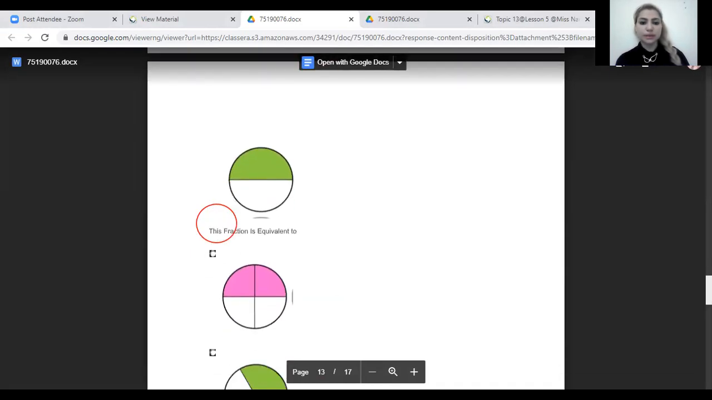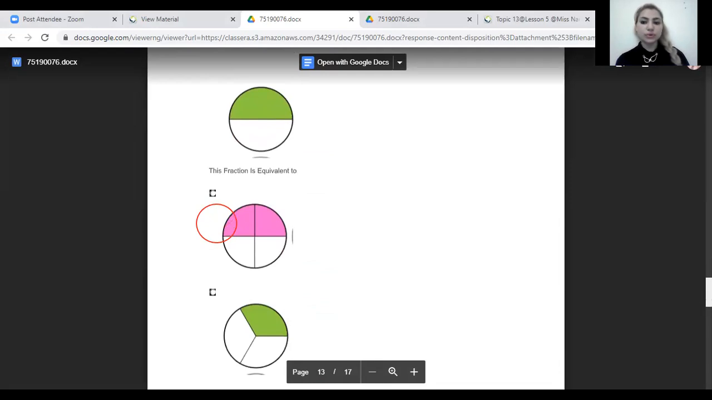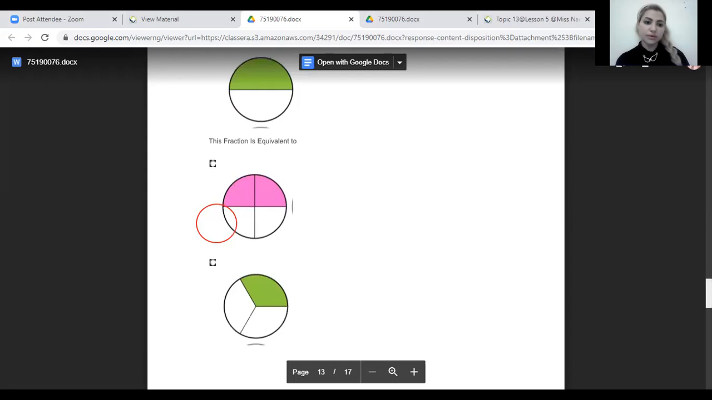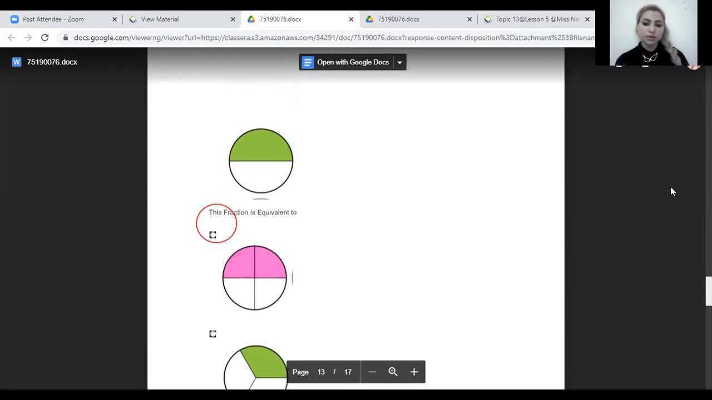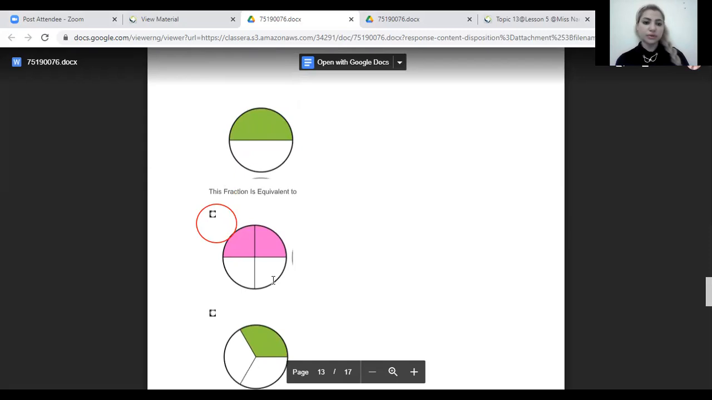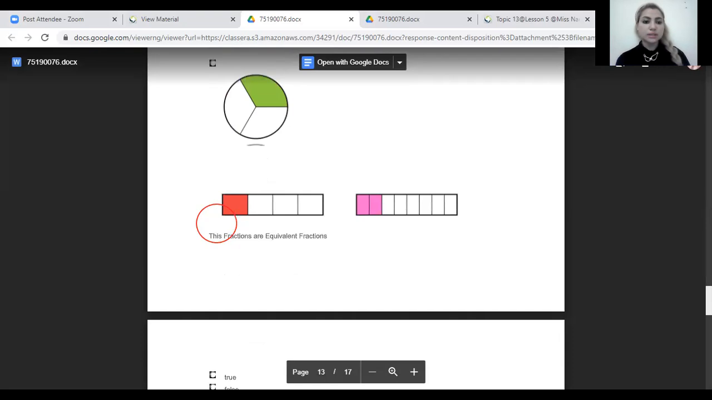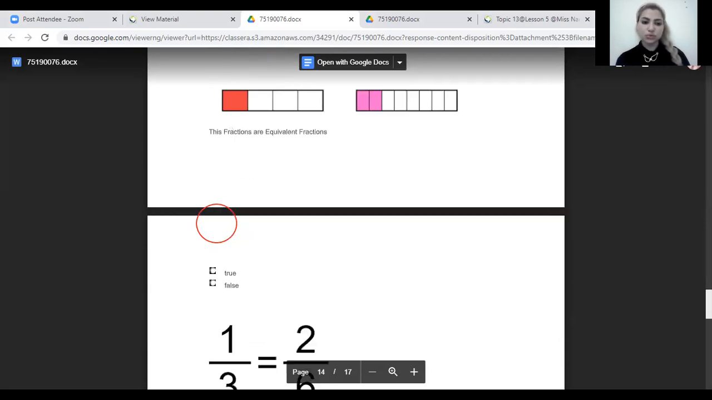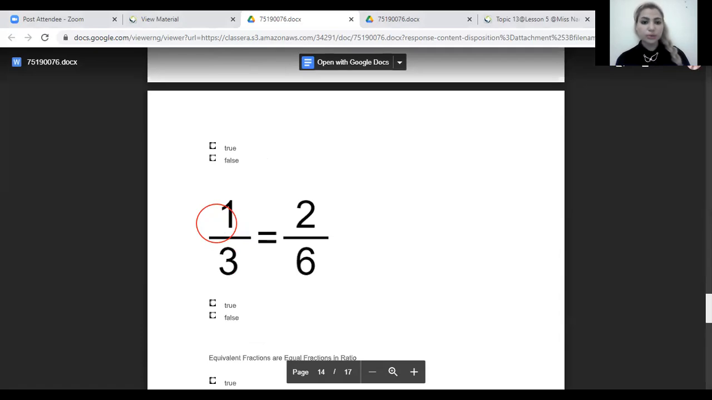Let's complete. This fraction is equivalent to the first fraction, of course, you see. Which one? The first fraction. So this fraction is equivalent to that fraction. Are these fractions equivalent? Yes, true, they are. 1 out of 3 equals 2 out of 6. 1 multiplied by 2 is 2. 3 multiplied by 2 is 6. Yes, true. So the answer is true.